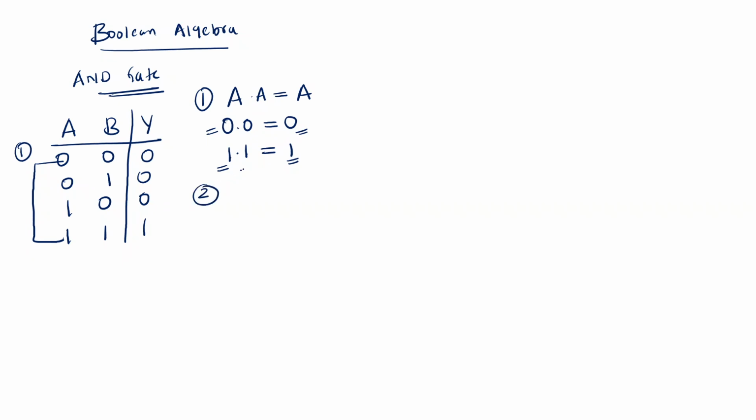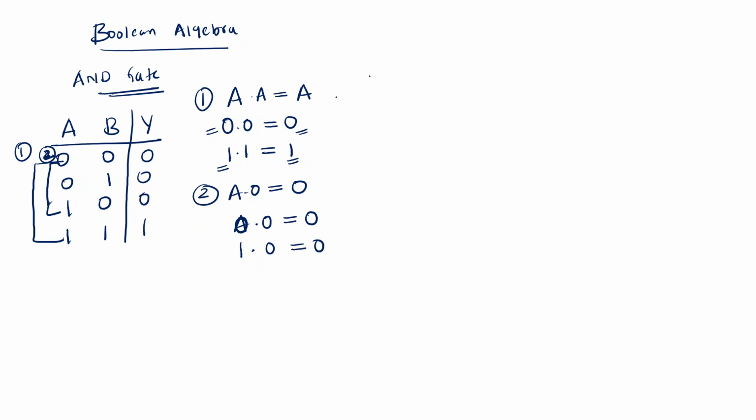And next, A and 0 equal to what? 0. A and 0 equal to 0 means you take this second case. If A is 0, 0 with 0, you are getting 0. Suppose A is 1, 1 with 0, what are you getting? 0.